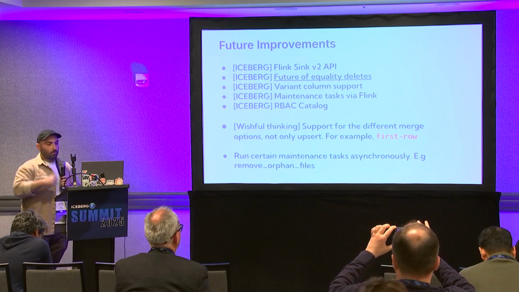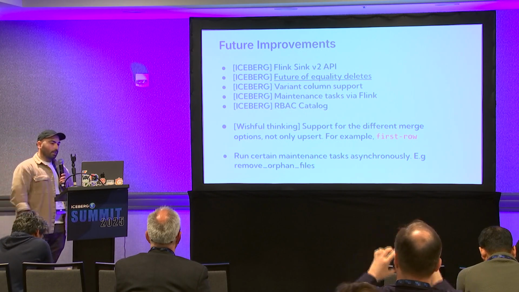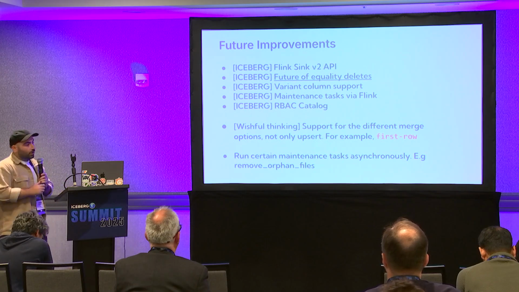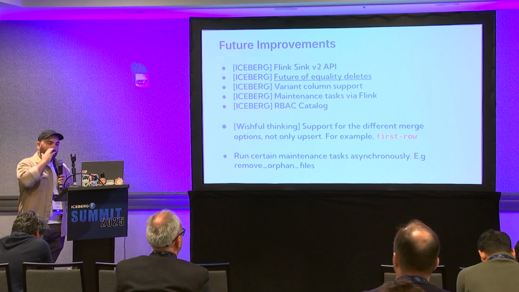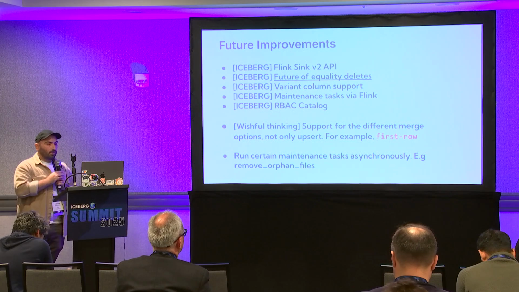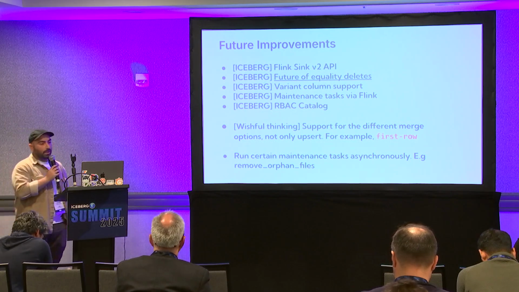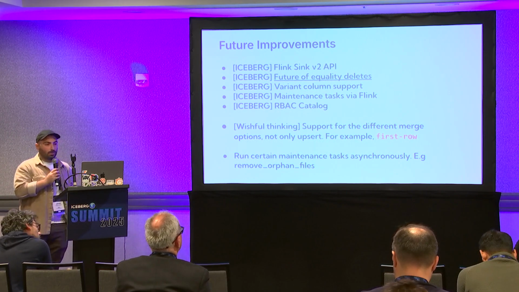topologies to add even more customization to how the Iceberg writing happens in Flink. Future of equality deletes. This is very interesting. There is a mailing list thread about this feature, like possible deprecation of equality deletes. But we'll see how it goes.